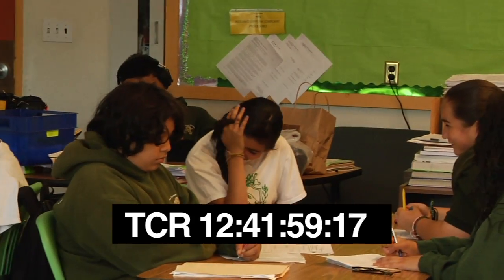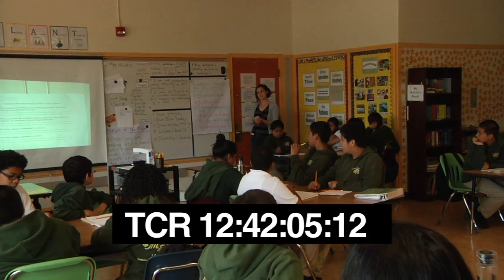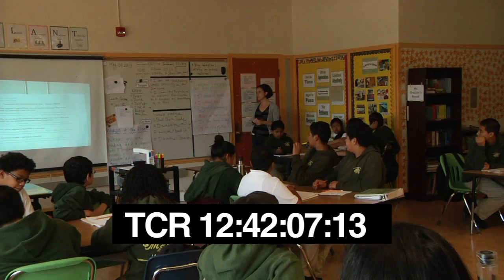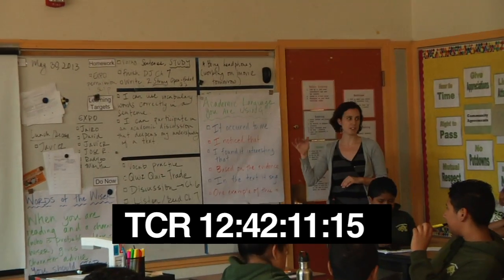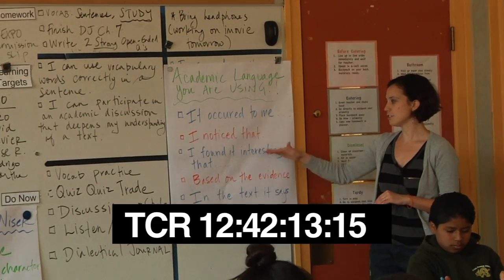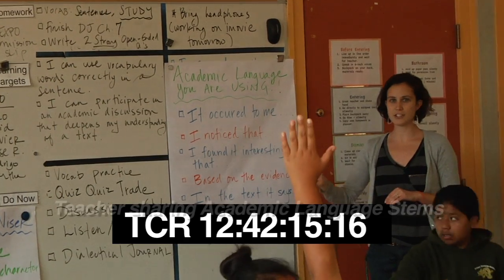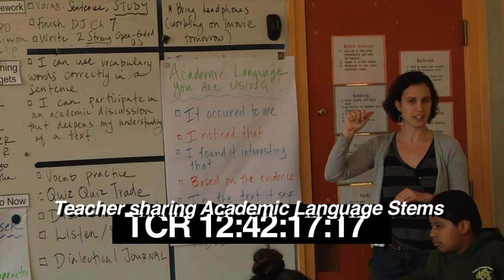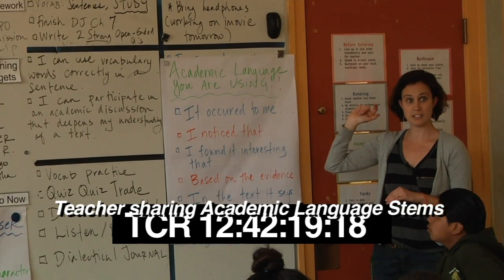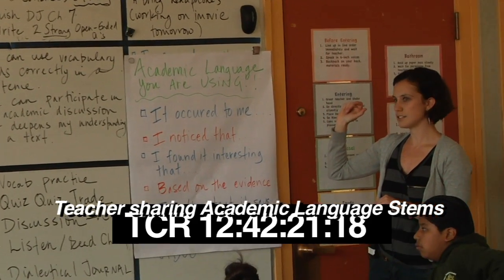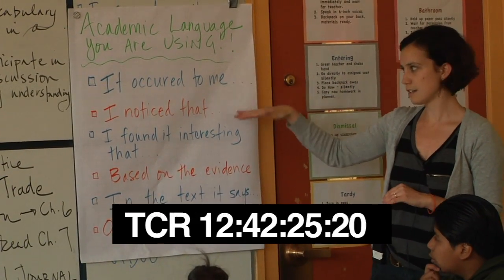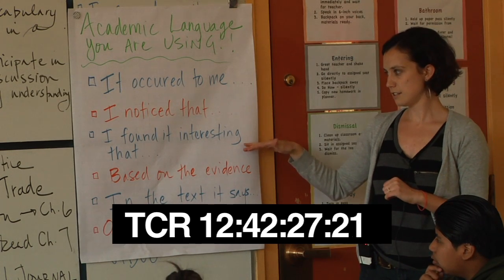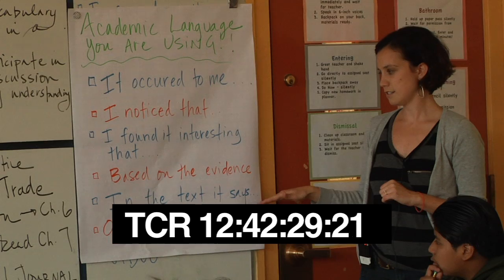Okay, and then can I have you slant over here? When I was listening yesterday and the day before, I actually pulled out some academic language people are using all the time. So can I have six quick volunteers to just read? Fernando, the first one. Jackie, the second one. Richie, the third one. Cristobal, the fourth one. Alexis, fifth. Armando, sixth. Go ahead. It occurred to me. I noticed that. I found it interesting. Based on the evidence in the sentences.